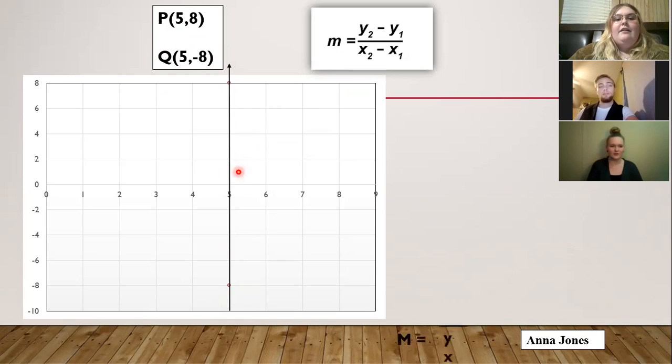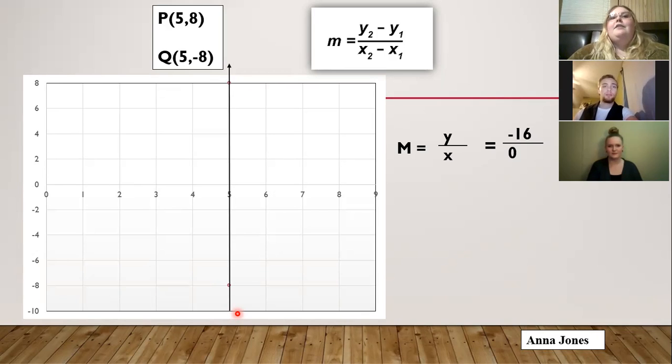So when you have a vertical line, you don't actually have a slope. You have a slope that's undefined because slope is defined as rise over run, and you don't have a run when you just have a vertical line, you just have a rise. So you get -16 divided by 0, and you can't divide anything by 0, that is an undefined answer. So you don't have a slope for this one because you have a vertical line on your graph. And nobody wants to create a black hole, so we are going to refrain from dividing by 0. There you go.